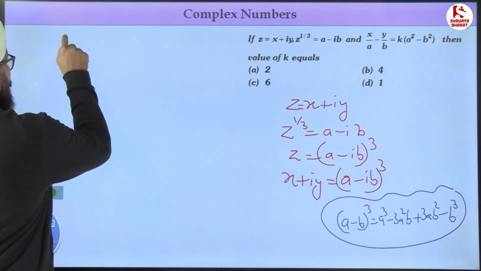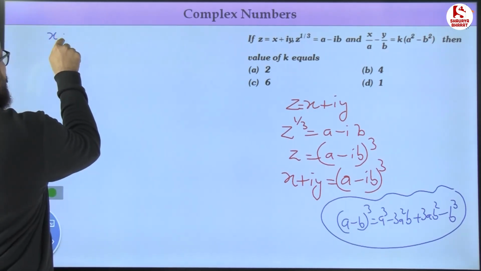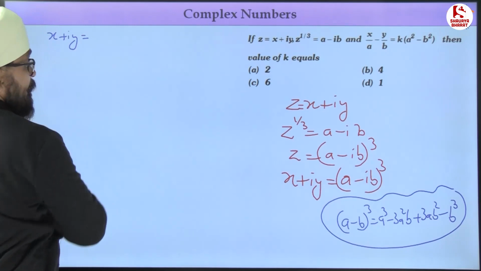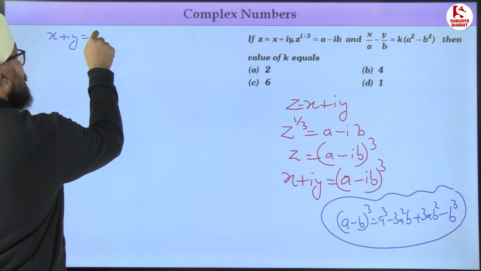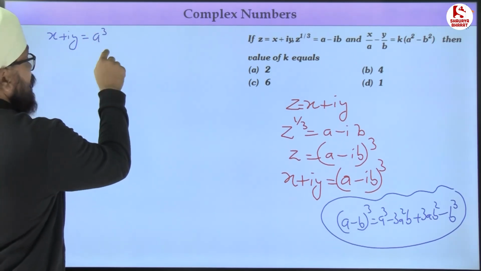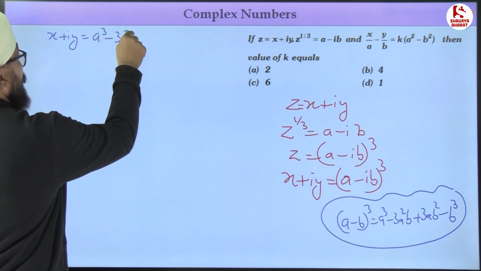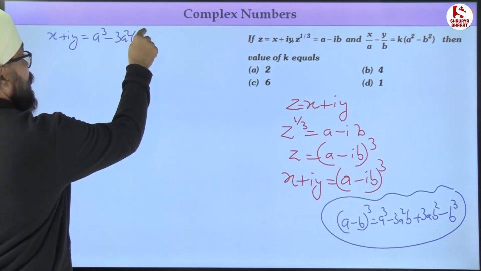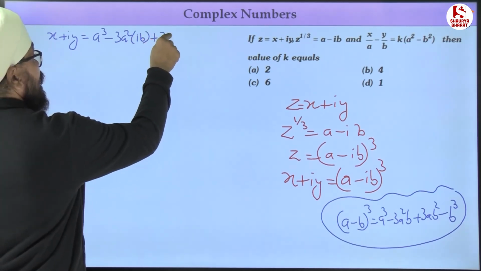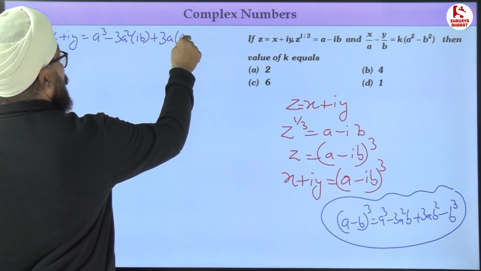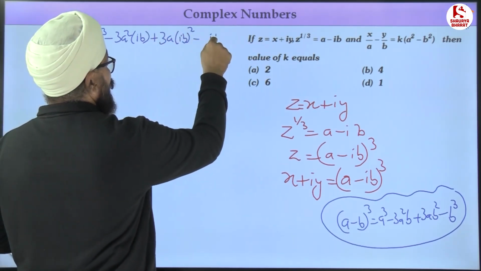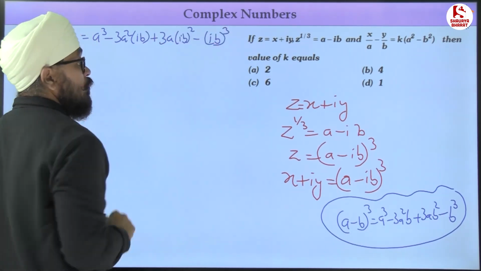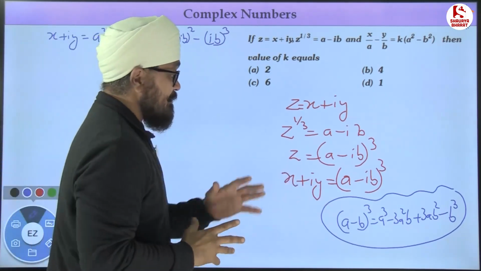So, we will get x plus iota y can now be written as a cube, means here a is as it is, I will write a cube. Then we are having 3a square b, instead of b we are having iota b. Then plus 3ab square, so this is iota b whole square. And finally, we are having minus iota b whole cube. So, this is how we are going to apply this identity.